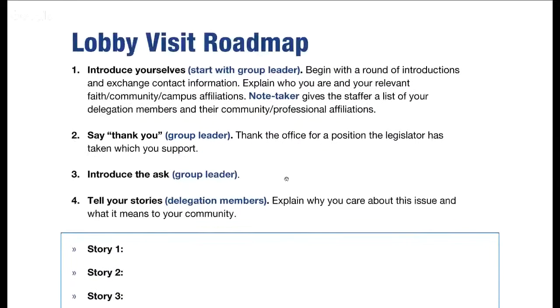So the next step is the thank you. This is an important thing that you should research beforehand. You want to thank your member of Congress for congressional action that you've looked up, researched, or read about in the news. This is so important for starting the visit off on a good note.